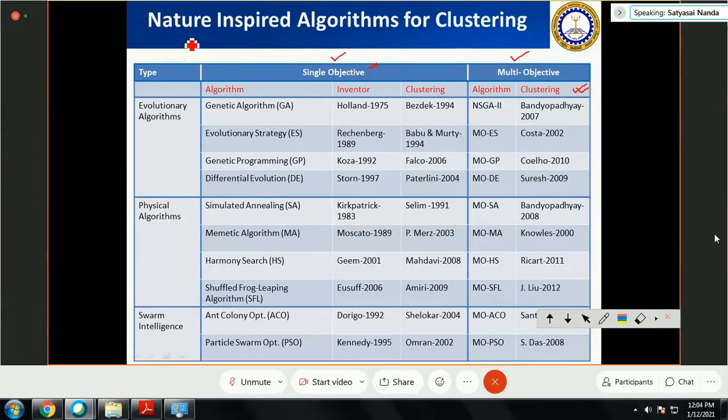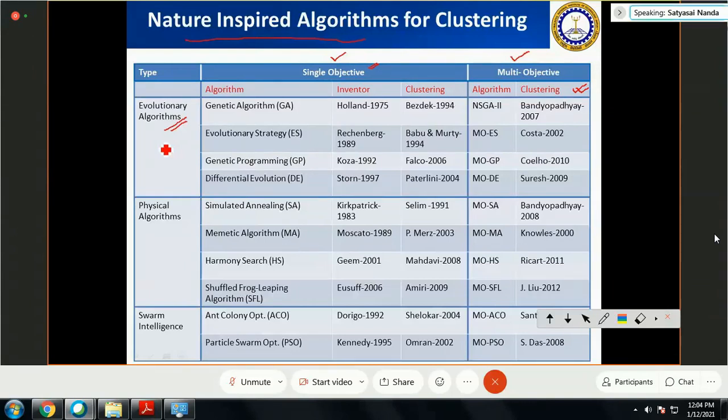These nature-inspired algorithms are categorized or grouped into various types. Among them, one of the most important is the evolutionary algorithms. They are inspired by Darwin's theory of evolution, that is, survival of the fittest. Dinosaurs do not exist today because they could not survive with respect to the change in environment. But the human race has survived with the change in environment.